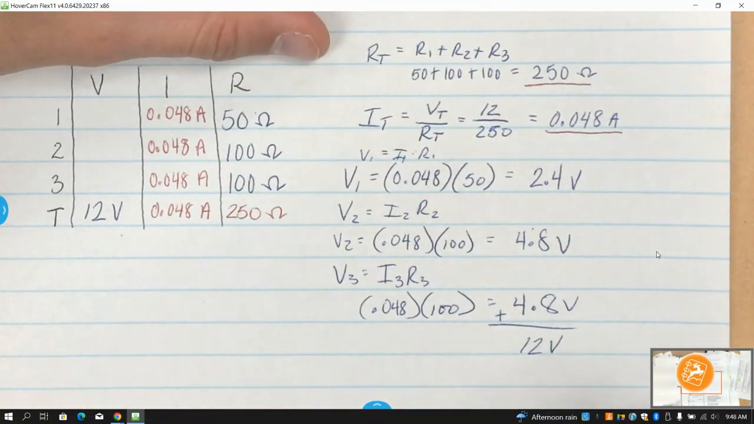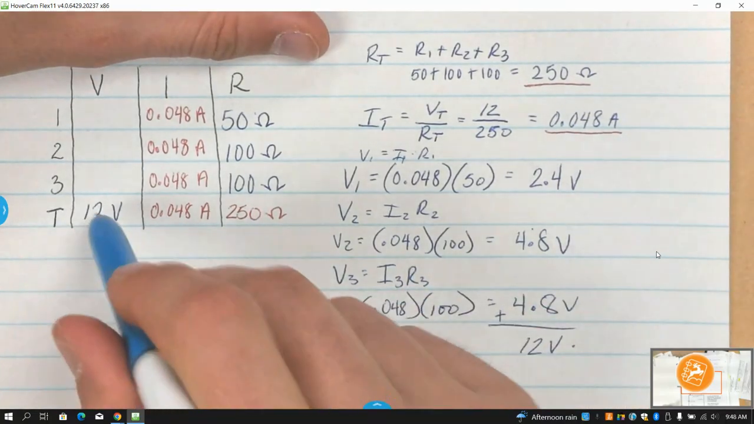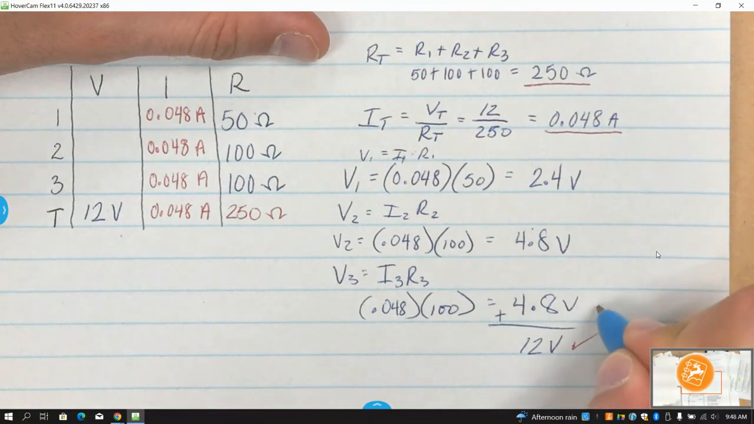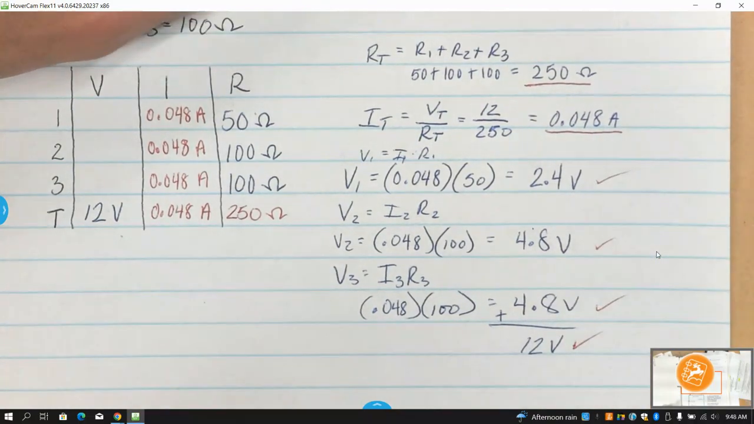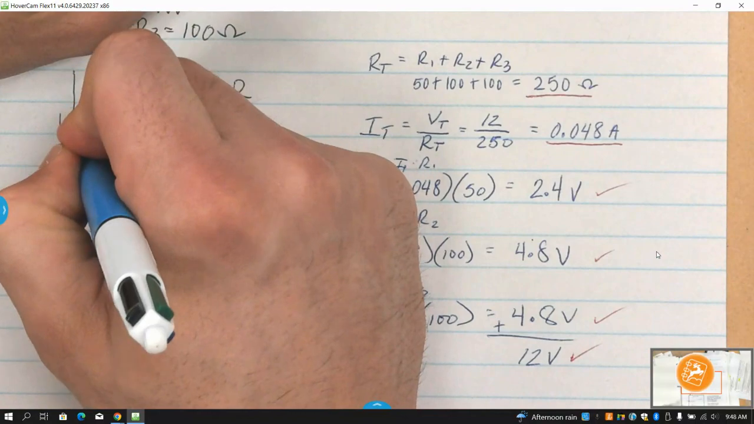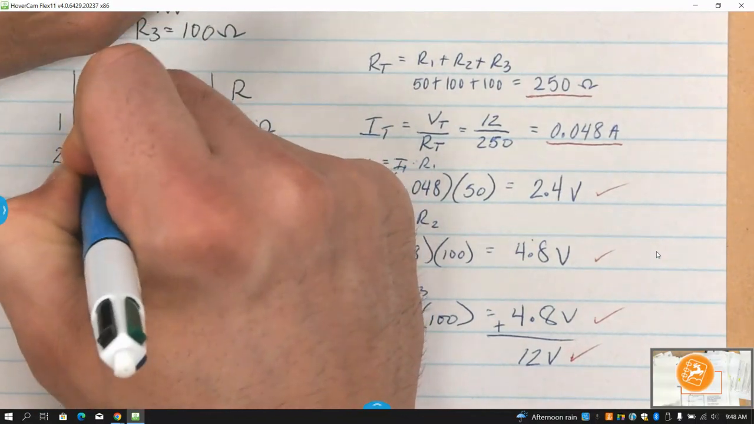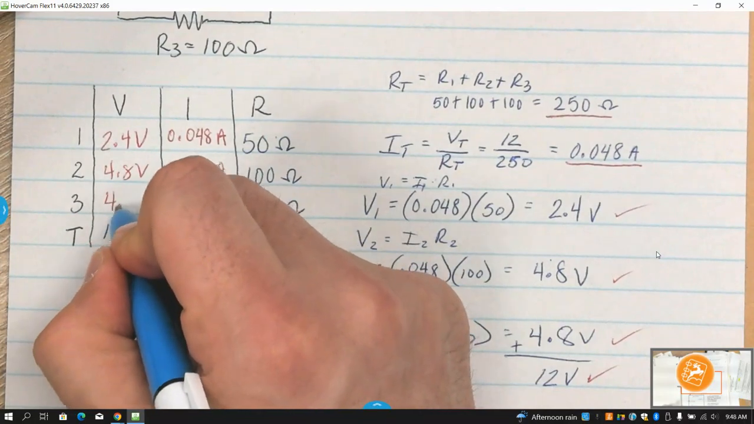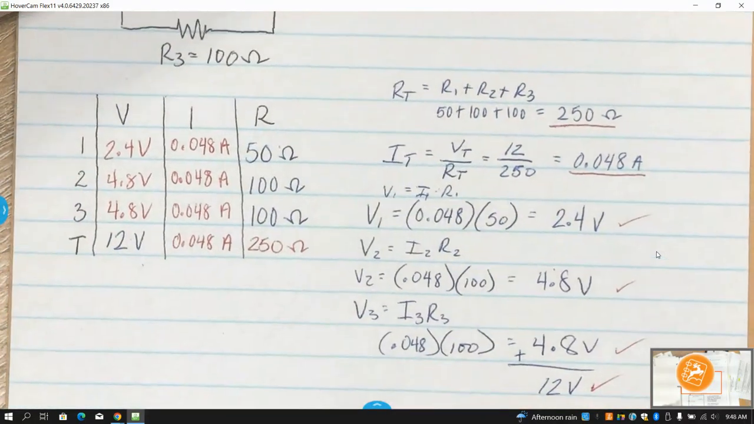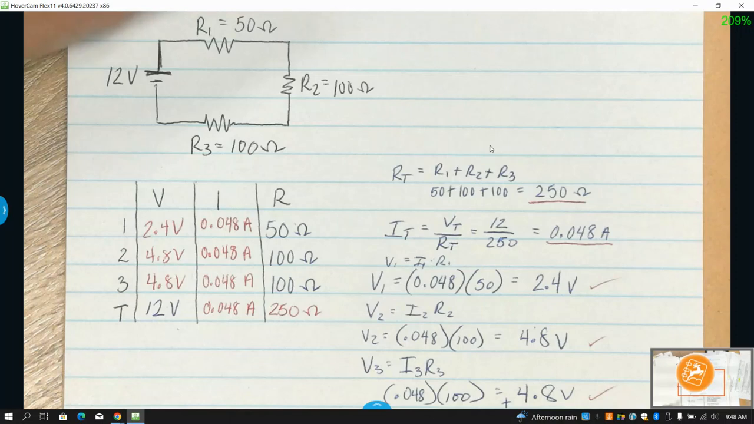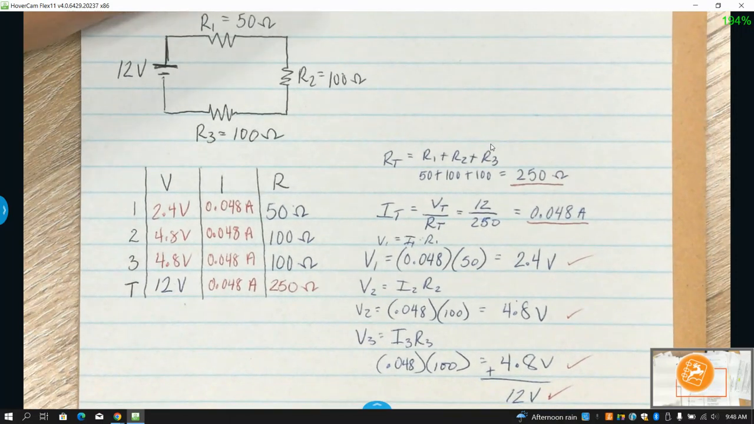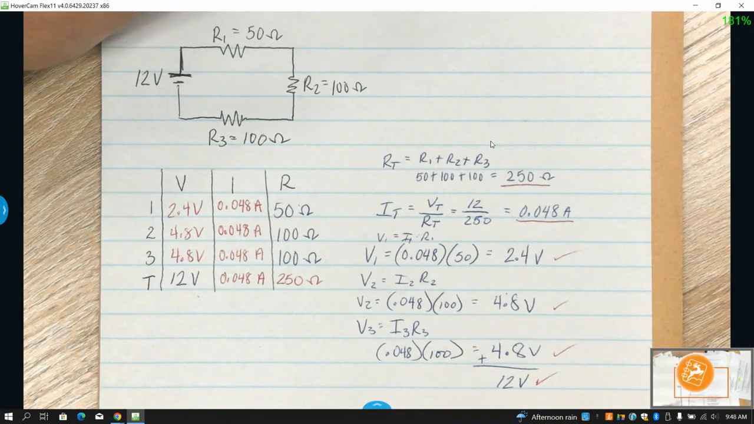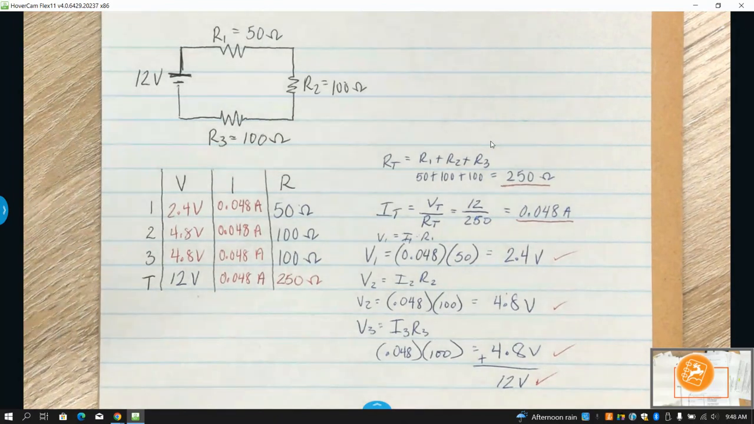So once I know that this matches my total, I know that these numbers are good, and I can put them in. So 2.4 volts, 4.8 volts, and 4.8 volts. And then you've literally now solved for everything in this circuit. This is a nice, simple series circuit.